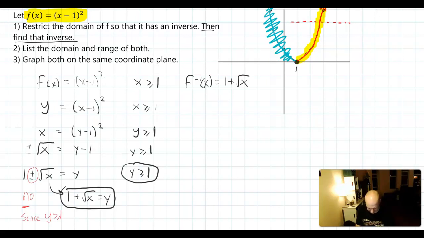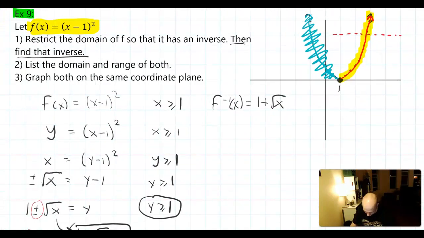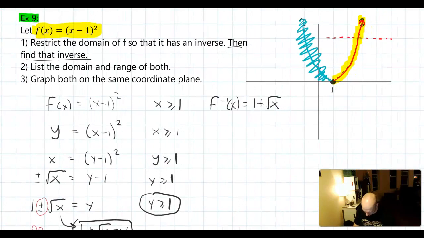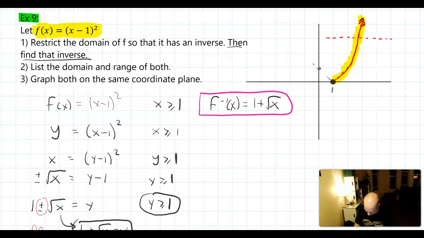And again, I know I said list the domain and range of both, but I'm going to go ahead and graph it before I list the domain and range. I'm going to go over here on the same graph. I'm going to clear off that left half of the graph that I restricted away. And let's graph f inverse on the same coordinate plane. So this is the square root graph, but it's shifted up 1. So we'll start at 1, 0, and then make that shape of the square root graph. Clean this up a little bit too.